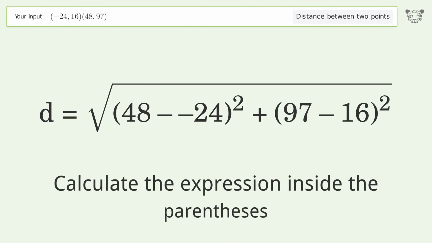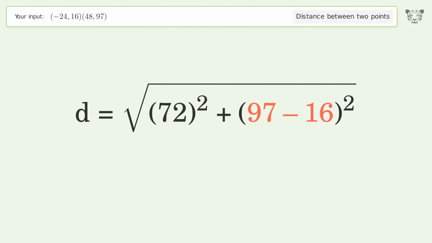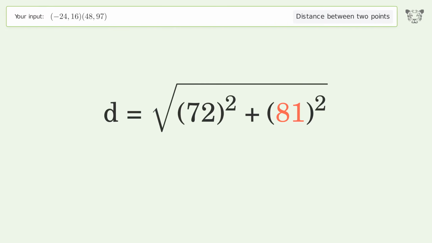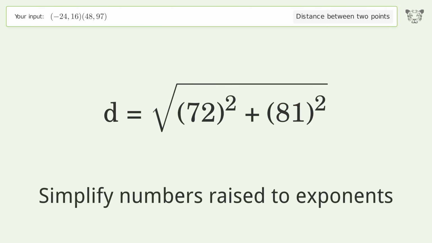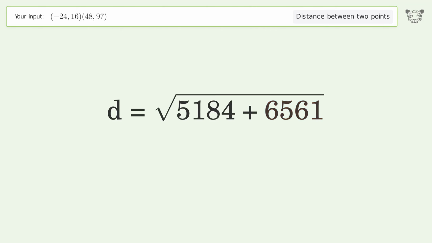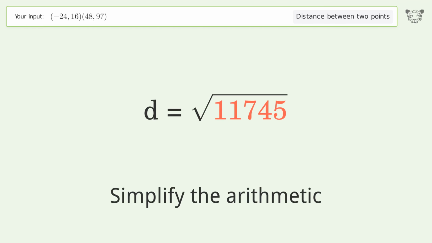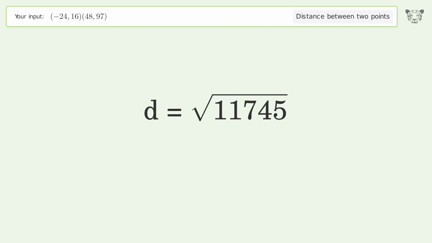Calculate the expression inside the parentheses. Simplify numbers raised to exponents. Simplify the arithmetic. And so the distance between the 2 points is the square root of 11,745 or 108.374.